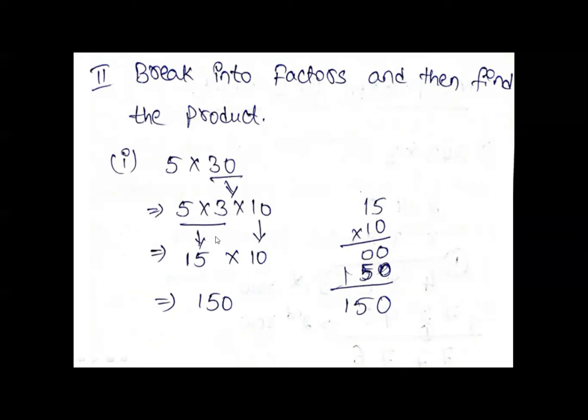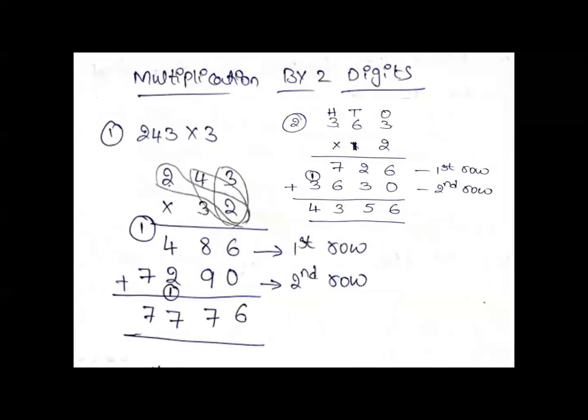Okay. 5 into 3 into 10. Now we'll multiply two numbers. 5 threes are 15. 10 as it is. 15 into 10, how much? 150. See here, 0 into 5 is 0, 0 into 1 is 0. Down we write 0, 1 five is 5, 1 one is 1. So 0 as it is, 5 as it is, 1. The product is 150.